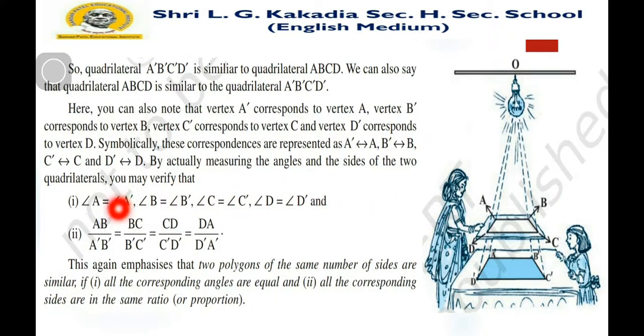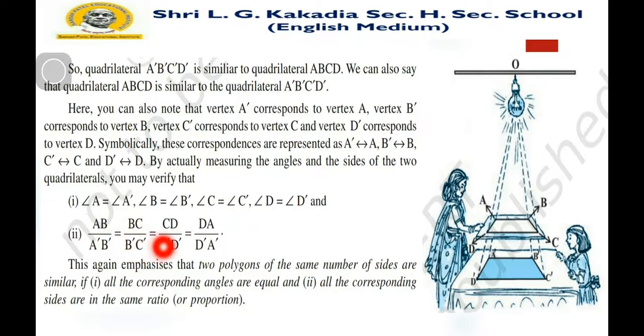So the first condition is satisfied, that all the angles corresponding to other angles are equal. Also, by actual measuring, you can say that AB upon A dash B dash, this ratio, is equal to BC upon B dash C dash, CD upon C dash D dash is equal to DA upon D dash A dash. Means the ratio of corresponding sides are equal. So the second condition is also satisfied.